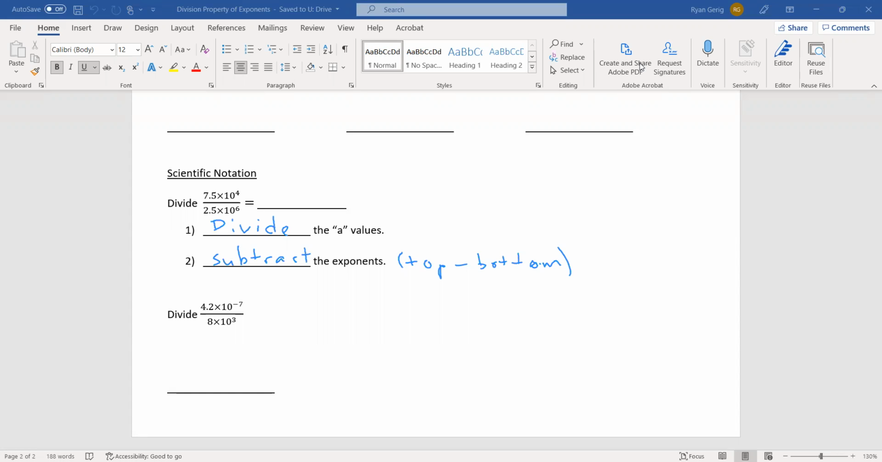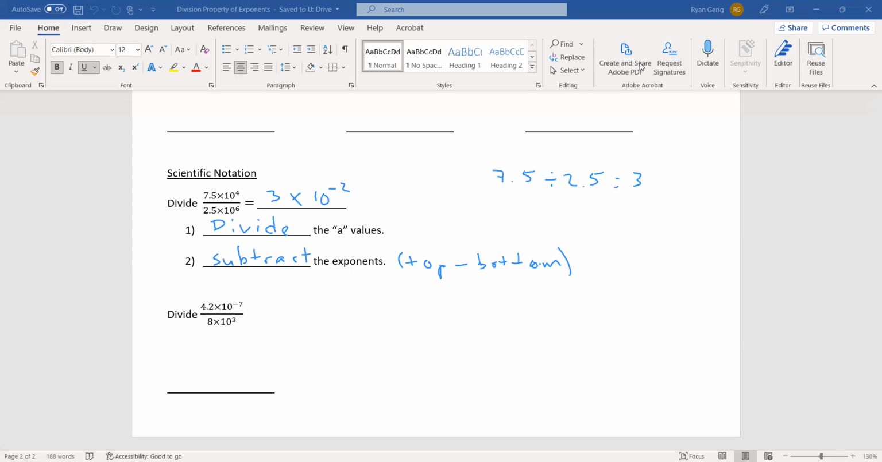All right, so with this one, I'm going to do 7.5 divided by 2.5. You do that, you get 3. So 3 times 10, and then you always subtract 4 minus 6. 4 minus 6 is -2, and there's your answer. So that one was pretty easy because the A number was between 1 and 10 right away. What happens if it's not? You know what to do.